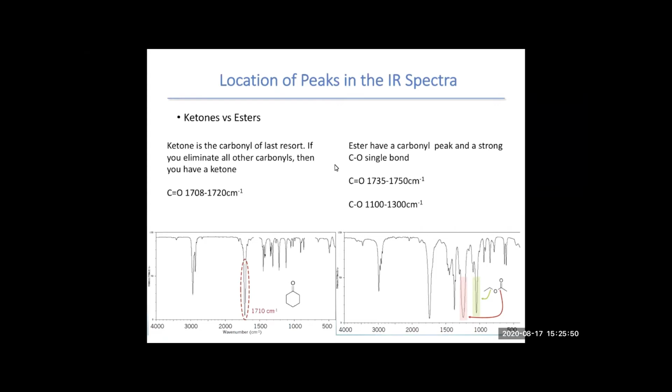highlighted in green here is our carbon-oxygen single bond that we can see in the fingerprint region. And we can see we don't have any strong peak in the fingerprint region here. This is how we can determine the difference between a ketone and an ester. You have to look for that carbon-oxygen single bond.